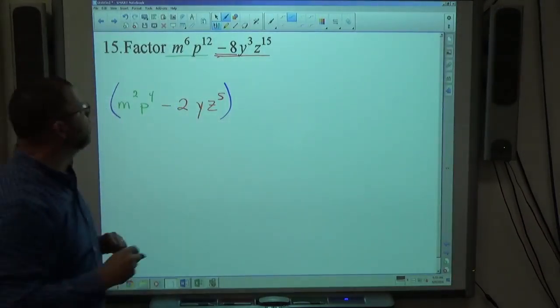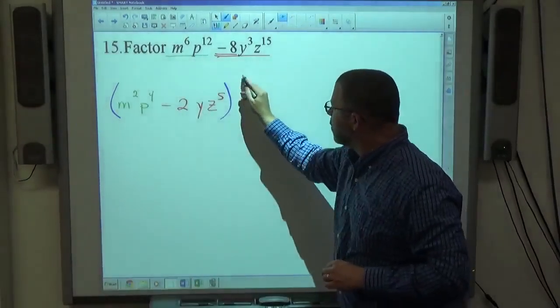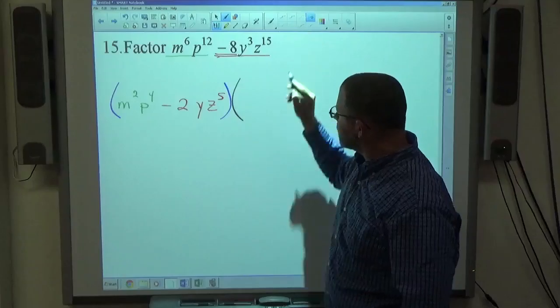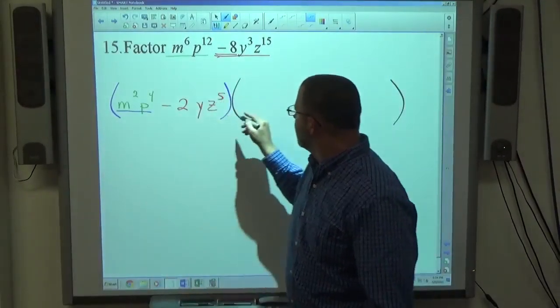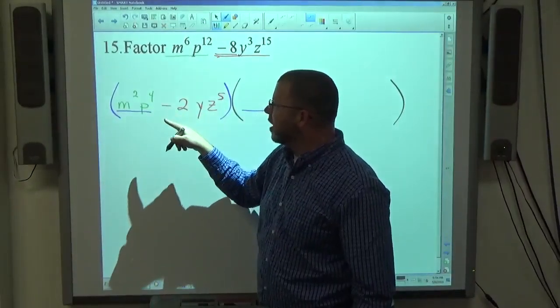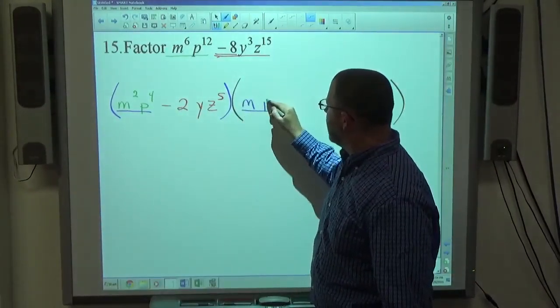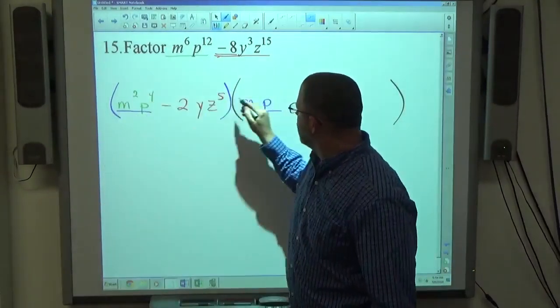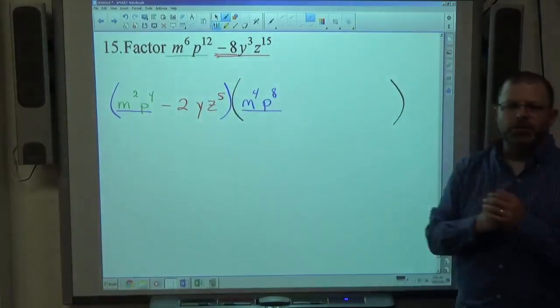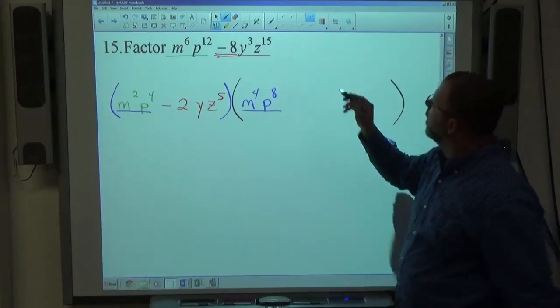Once you get your first parentheses created, the second parentheses is simply created from the first parentheses in this way. Whatever this is, creates this by squaring. And squaring power expressions is you double powers. So m and p are what we're going to get. 2 times 2 is 4. 4 times 2 is 8. So if you have a letter to a power, you simply double the power to square it.